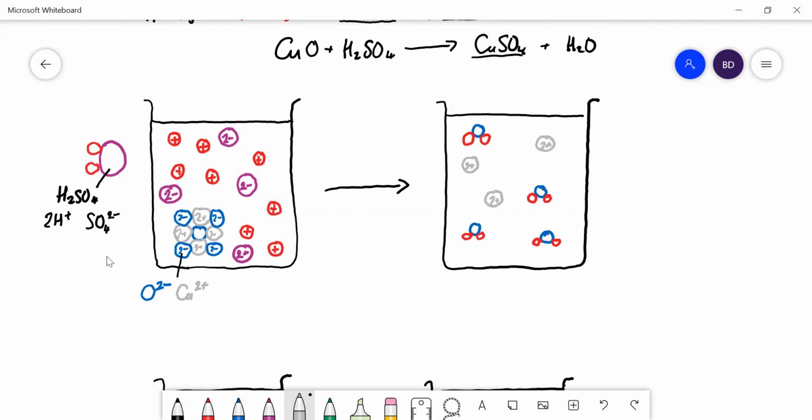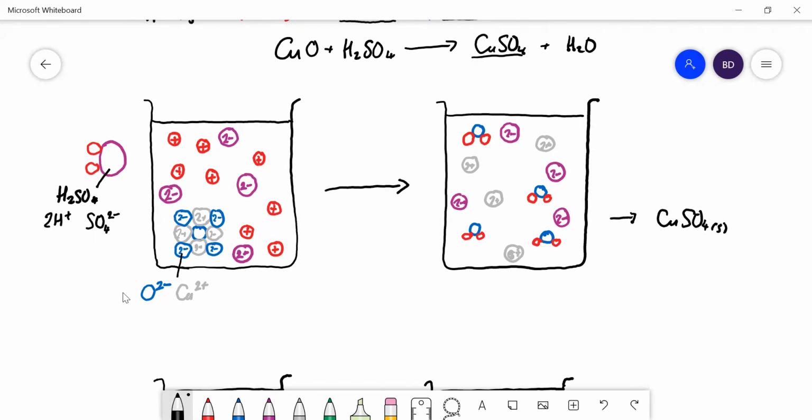I'll just do 4 of them. And what you also have left in solution, they haven't actually reacted, they're kind of like spectator ions, aren't they? The sulfate ions, and you've got 4 of those from the acid. Now at that point, they're not joined onto the copper, but if you evaporate all the water, what you're going to end up with is an ionic lattice of copper sulfate. Okay, so that's what's happening in the reaction there.